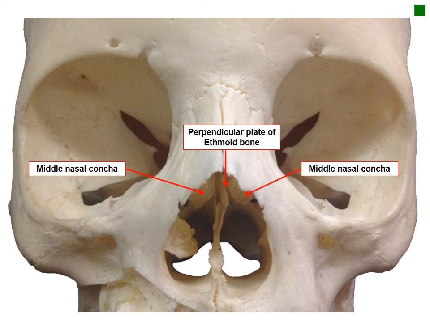All right, we're just going to finish up with the ethmoid bone by looking at one more view. It's a little bit more of a close-up shot up into the nasal cavity where we see the perpendicular plate as well as the right and left middle nasal concha.